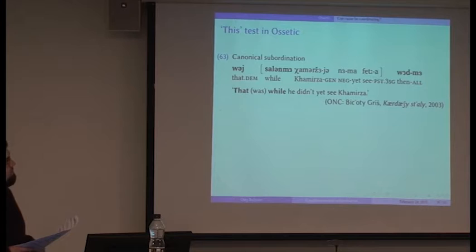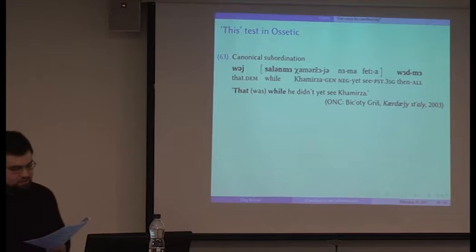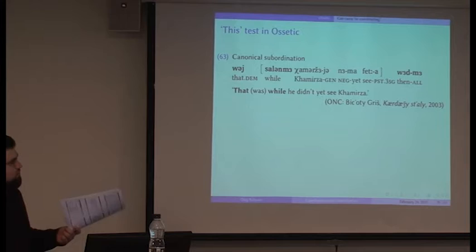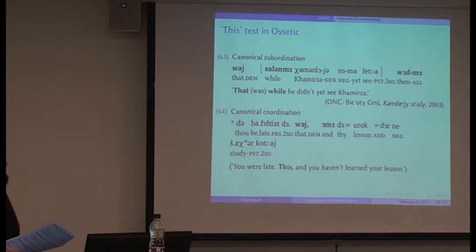"That was while he didn't yet see Hamirza." So here the demonstrative is preposed to the subordinate clause, and the meaning is the focalization of the while relation: that was only while he didn't yet see Hamirza. And 64 shows that it is not possible with coordination. So you cannot say "You were late, this, and I haven't learned your lesson." This is not possible, at least not in Estonian.